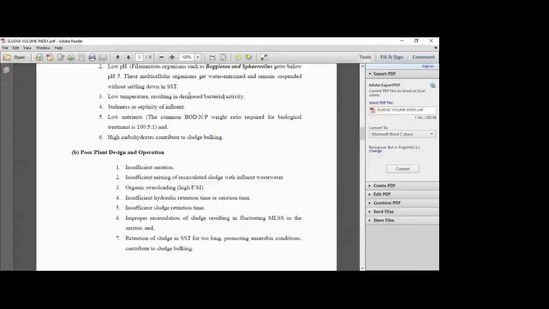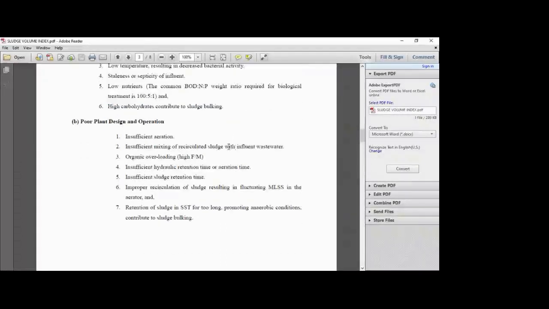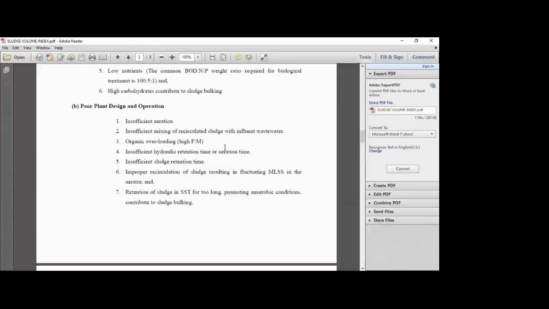So here also, if the temperature is low, for example in countries like Russia, in the winter season the water gets frozen. At such a point, the bacterial activity is zero. So in that case, the SVI will be more. If you have very low nutrients in the wastewater, then also this case may arise. High carbohydrates contribute to sludge bulking. That is also a case that may arise, right?